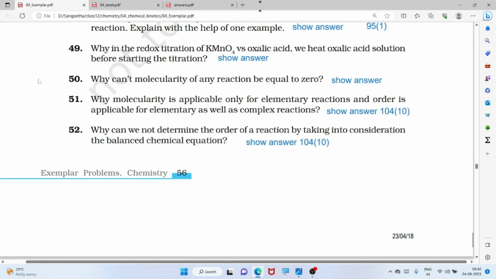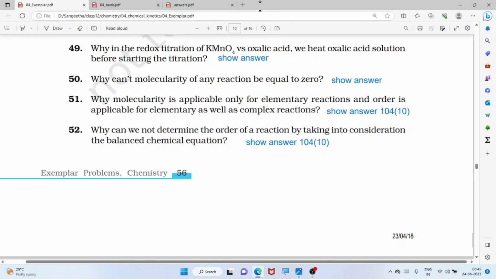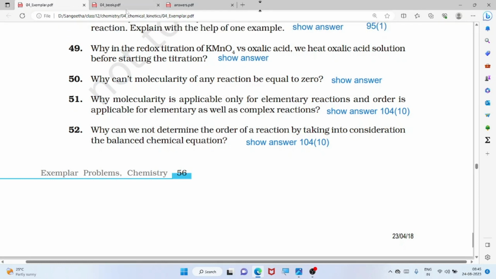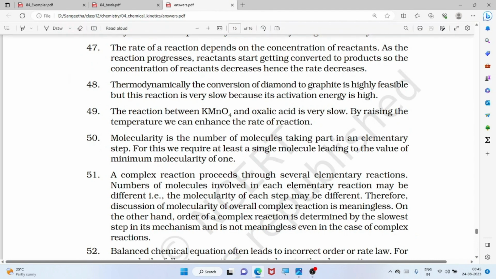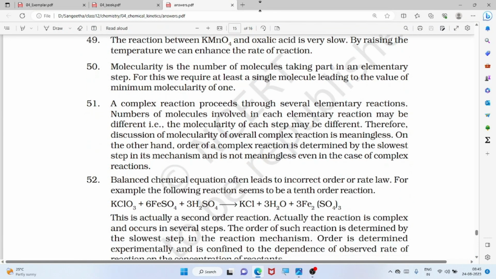Why can't the molecularity of any reaction be equal to 0? Molecularity can't be 0 because some molecule should be there to react. Molecularity is the number of molecules taking part in the elementary step. For this, we require at least a single molecule, leading to the minimum molecularity of 1.